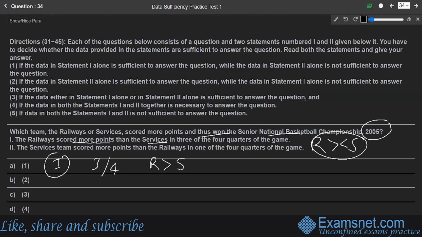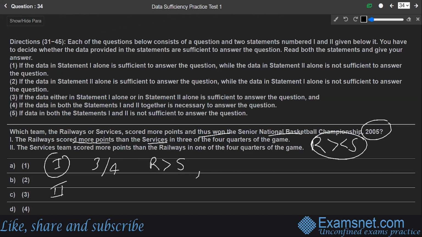In 3 out of 4 quarters of the game, Railways scored more than the Services. So this is the data. But they just say that Railways scored more, they don't tell how much more. So the values are not given. Maybe in the fourth quarter, Services scored that many more points than Railways, that they covered those quarters also where they scored less. So clearly, unless the number is specified, the first statement is not sufficient.